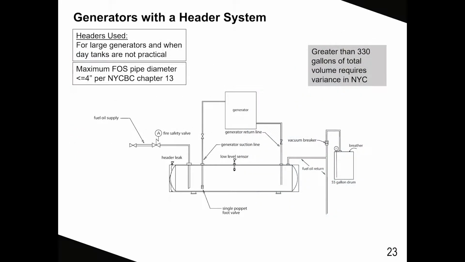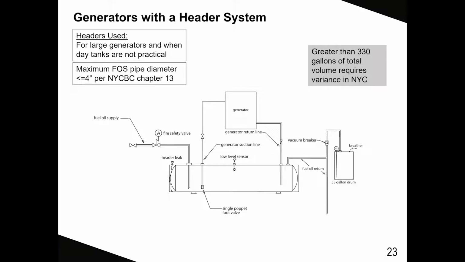Generators with a header system. Header is for use when day tanks are not practical. They are sized same as day tanks with a maximum allowable capacity of 330 gallons. This slide represents a double-wall day tank that is required for outdoor installations. Indoor installations can use a single-wall pipe with a containment basin. And your maximum supply pipe feeding this header is 4 inches in diameter.